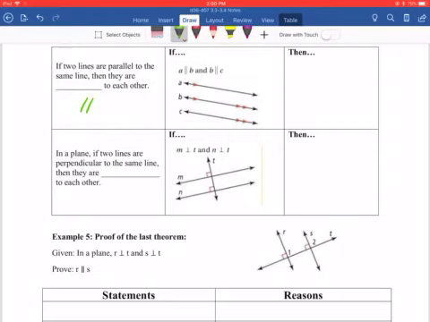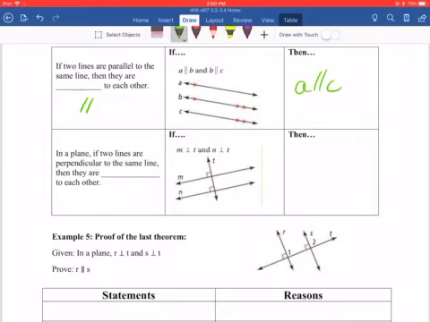So, look at my example. A is parallel to B. B is parallel to C. So, therefore, A is parallel to C. Understandable? Okay. Next example.